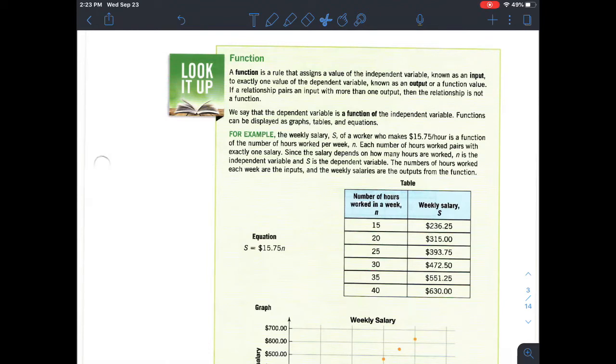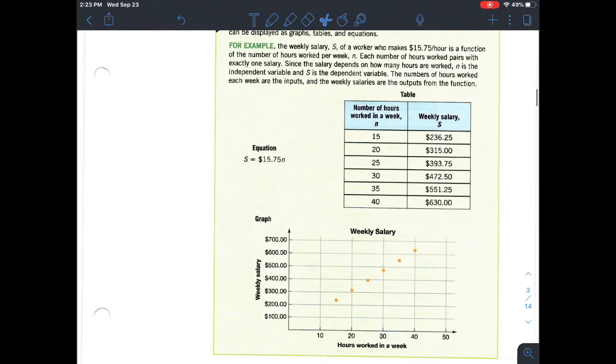Independent, known as the input. Dependent, known as the output. What it looks like as a table. Remember, input, independent, what we're plugging in, and then output is dependent. It depends on whatever we're plugging in.